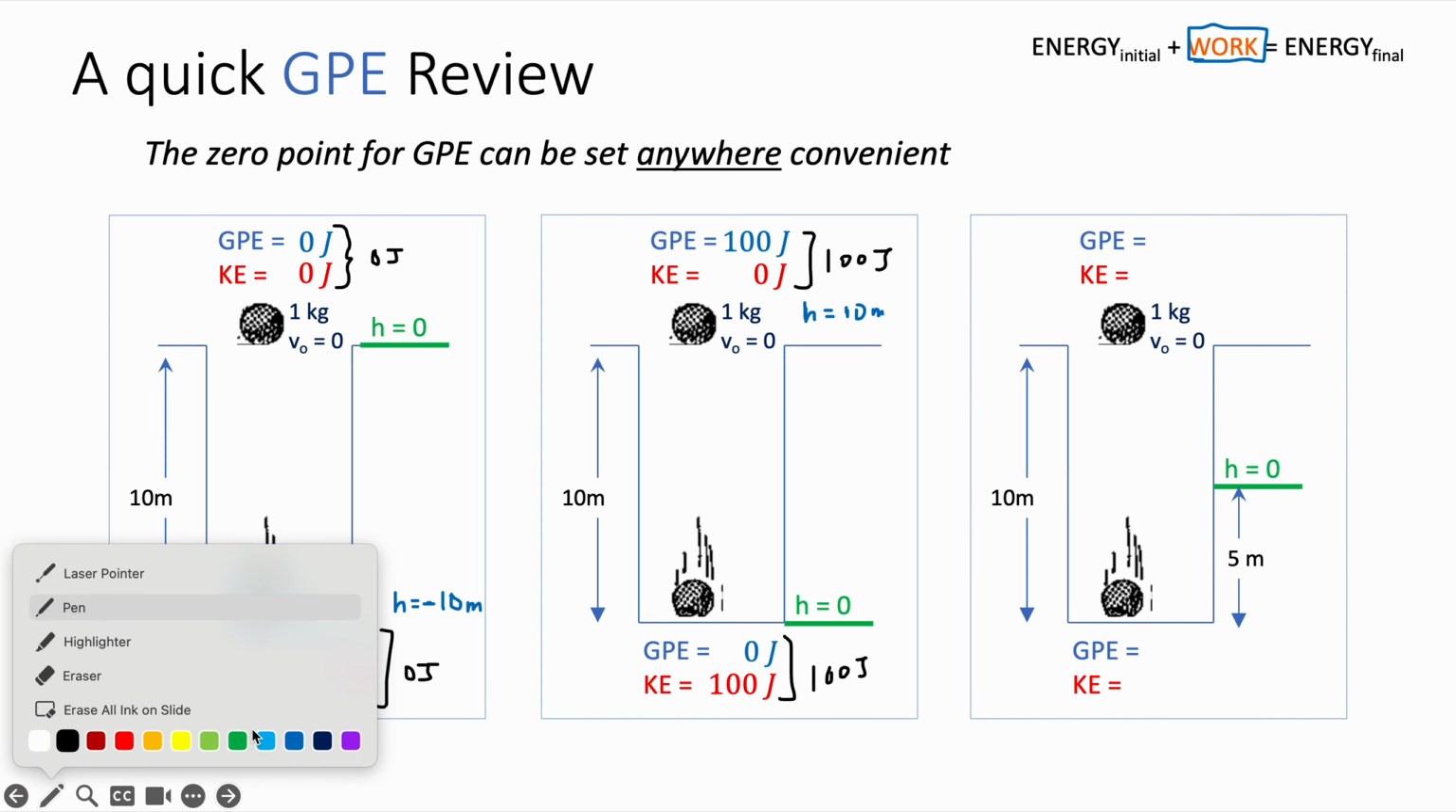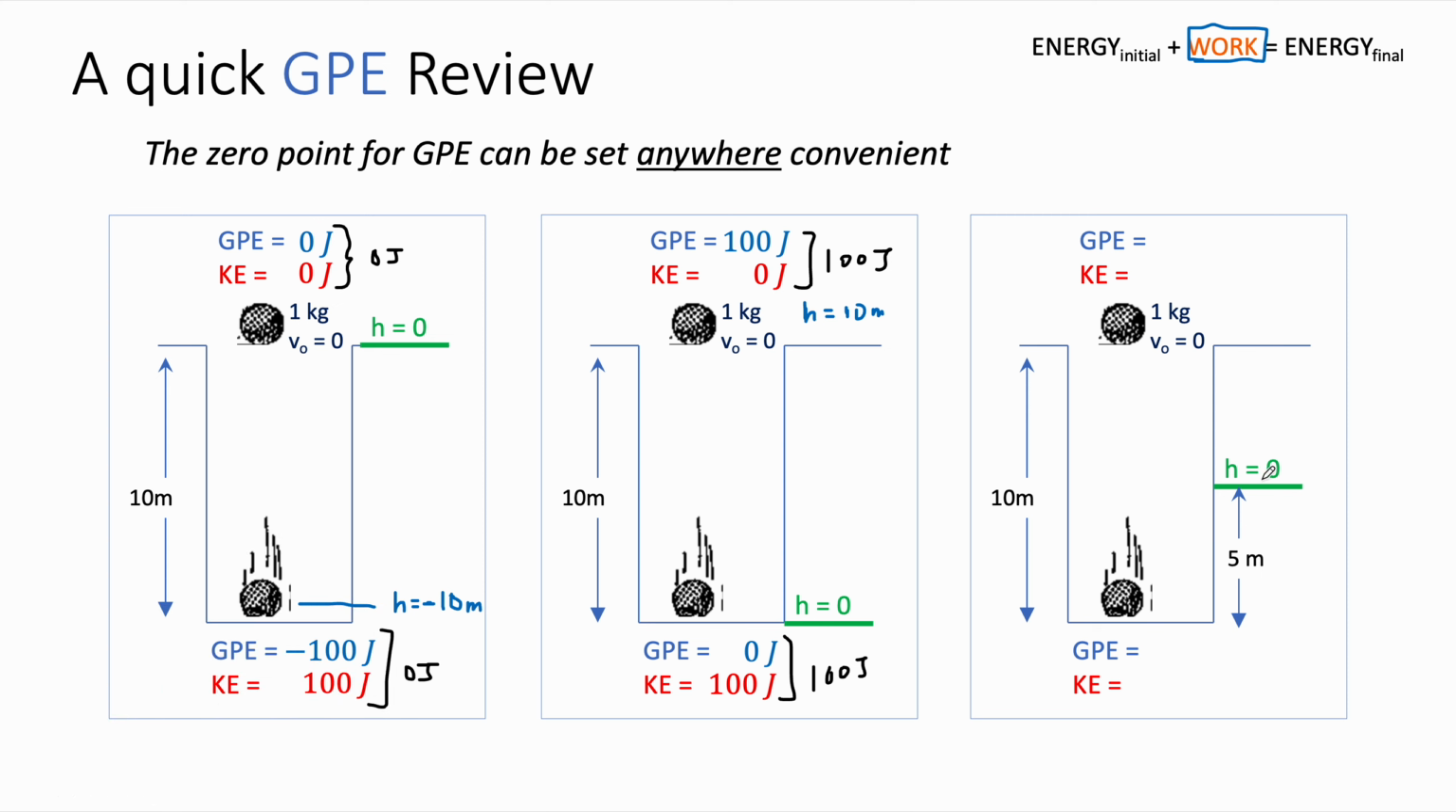This gets a little bit strange. Just go with me for a second. What if I set h equals 0 right in the middle of the well? Well, that would mean the height at the top of the well would be 5 meters. And the height at the bottom of the well would be negative 5 meters. What does that do to our work? Well, it gets a little more interesting.